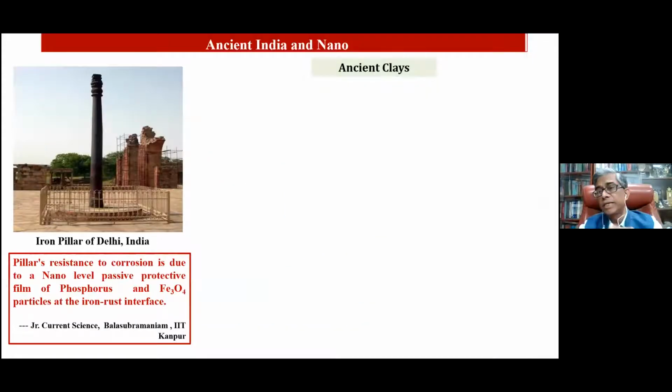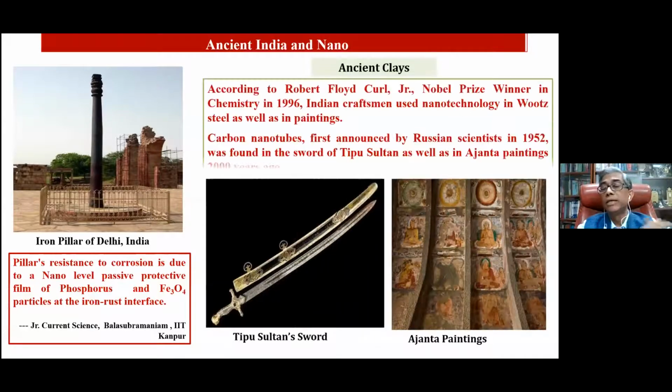Let's come to the subject now. I like to start with ancient India, this iron pillar of Delhi. Many of you have visited it when you visited Qutub Minar, and it has never rusted. Lots of studies have been published, from IIT Kanpur many years back, showing that it's the presence of a nano level passive protective film of phosphorus and ferric oxide. So at that time, people knew how to make these nanostructures, and that still is there, and it has become a kind of wonder how it is happening.